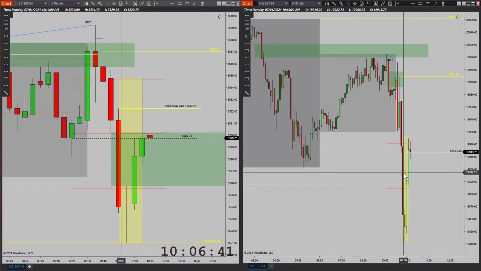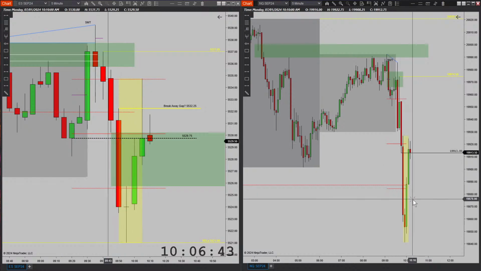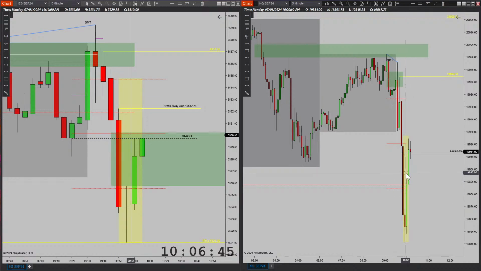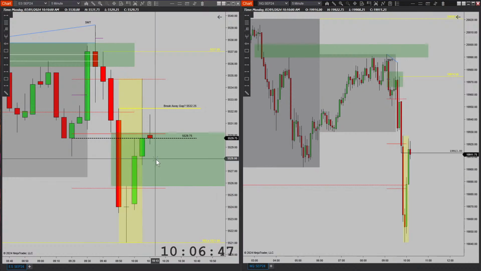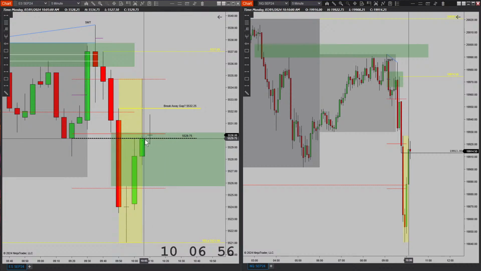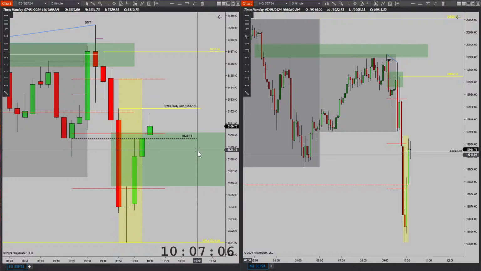So I do expect this big inversion over here to fail. We do have a big wick here. All right, let's go ahead and take it above there. Let's go ahead and do it now. There we go.